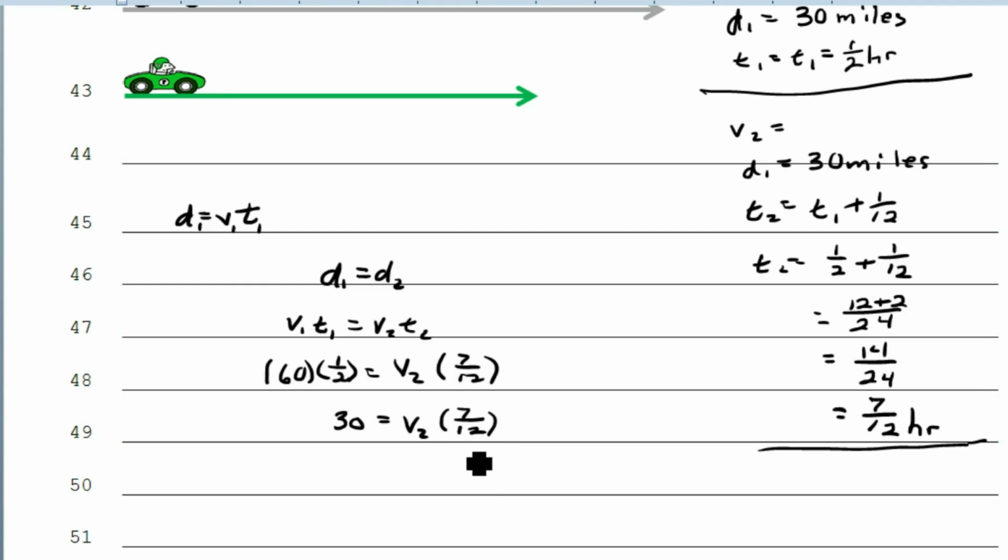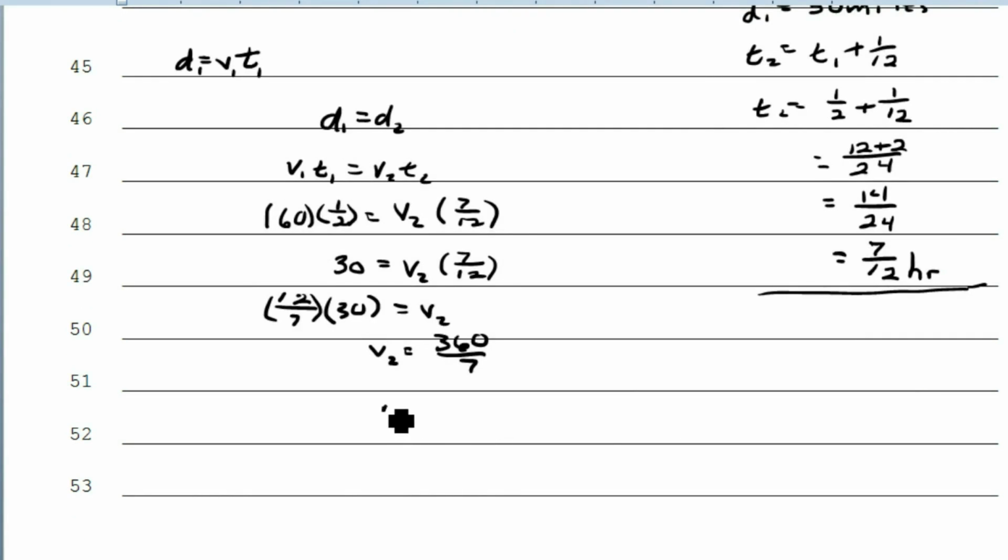So I have 30 equals V2 times 7/12. Get rid of the 7/12, multiply by 12/7 times 30 equals V2. And flip this around. I like to keep the variables on the left side. We'll have 360 divided by 7. And that would make V2 equal to 51.43 miles per hour.